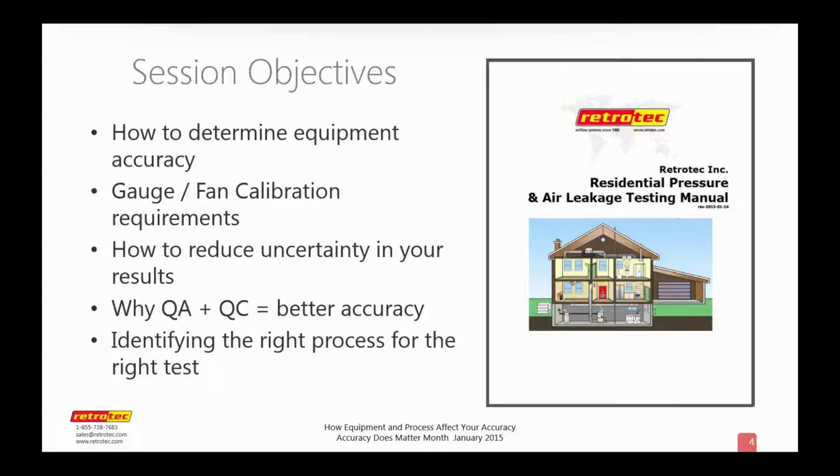I do want to mention this. This picture right here is actually a manual that you can download from retrotec.com. It is found among the other quick guides, manuals, and how-tos that we provide. It's almost a huge encyclopedia of information available at retrotec.com in the support page. This is called the Residential Pressure and Air Leakage Testing Manual. We're going to be talking a lot about information that's found in there, and if you don't know about this, please take a look at it online and download it or save it as a PDF.